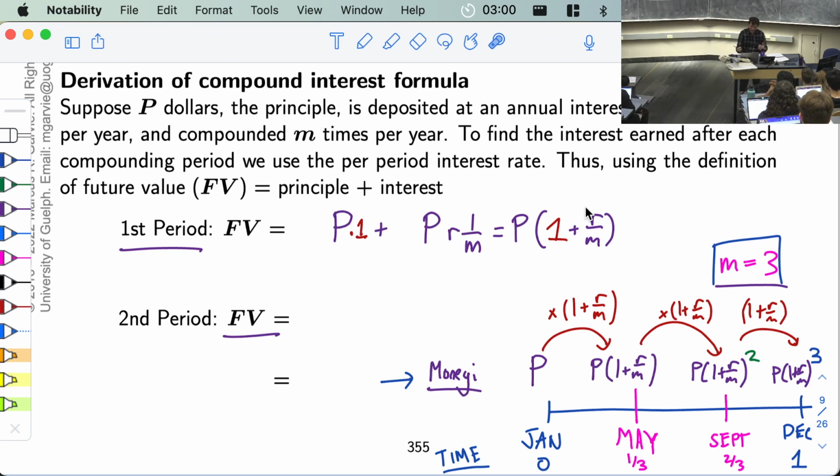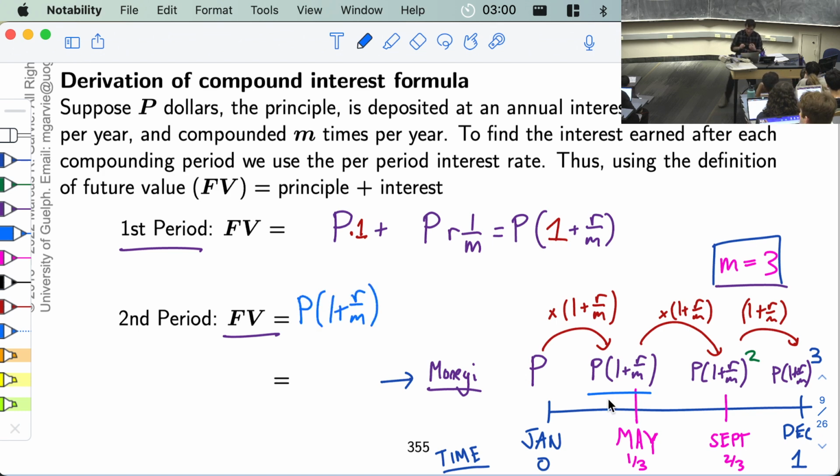OK, so now we're going to calculate. That was how much we had in May. How much did we have in September? I said you repeat the pattern. You multiply by 1 plus R over M. But let's do it more slowly and see why that's true. So how much money do you have in May? You had P times 1 plus R over M.